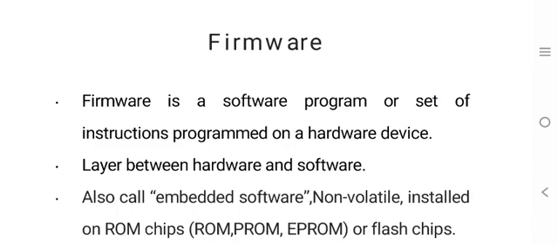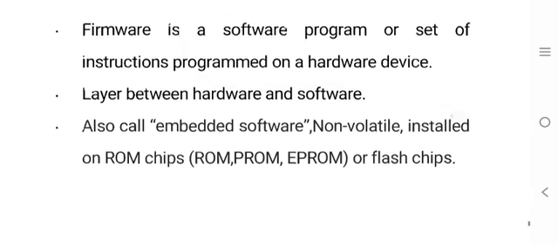Now the next one is firmware. Firmware is a very important layer between the hardware and software. Firmware is a special kind of software that is permanently stored in the hardware, often on ROM and flash memories. It contains low level instructions that help the device start and operate.